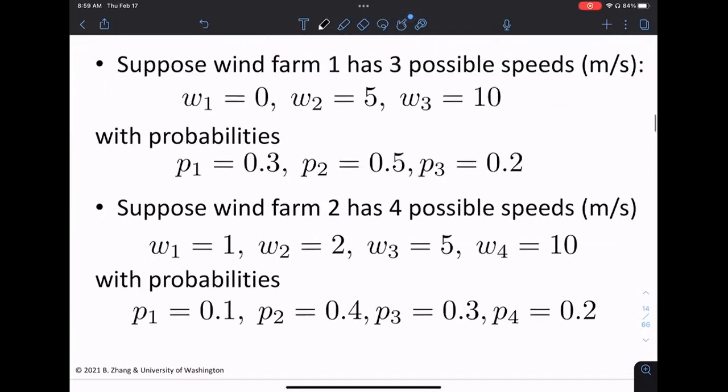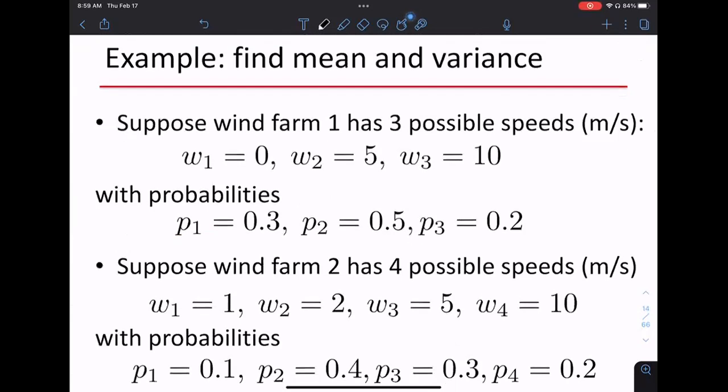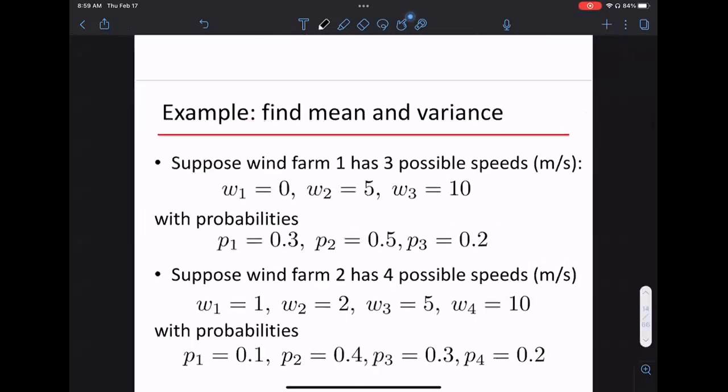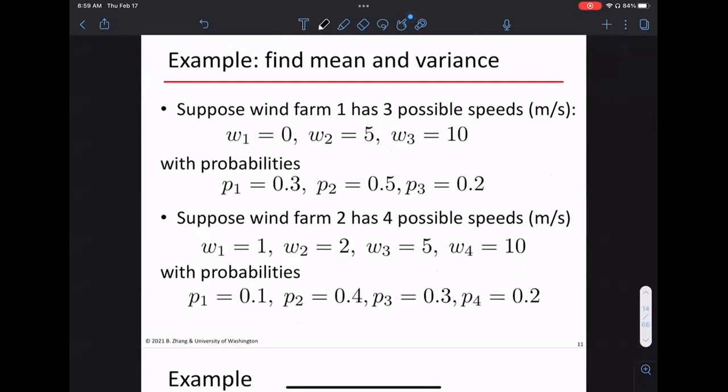Let's do some examples. Let's say we want to find the mean and variance. One wind farm has 3 possible speeds with these probabilities. Another wind farm has 4 possible speeds with these probabilities. Compute the mean and variance of these. This is just strictly plugging into the equation.